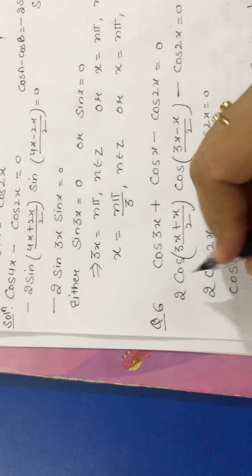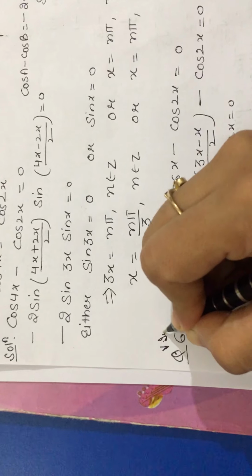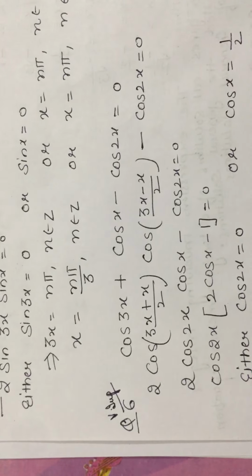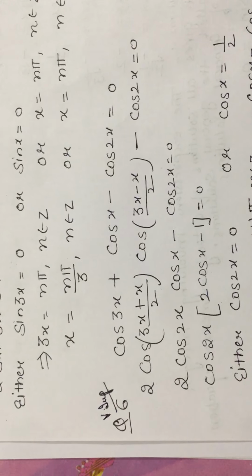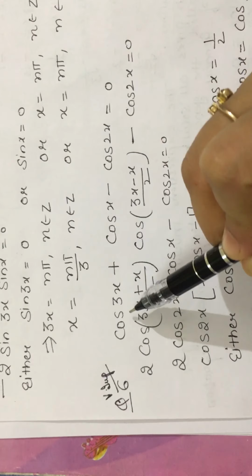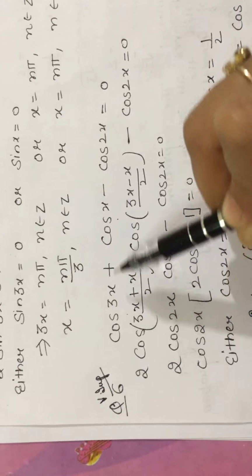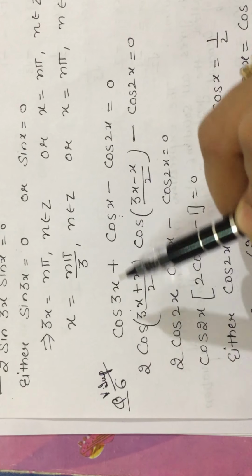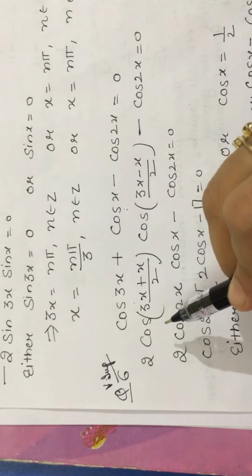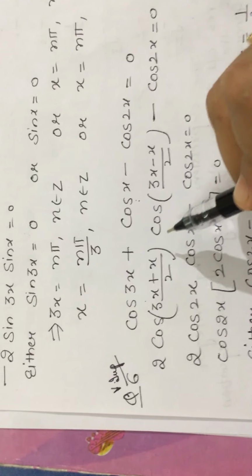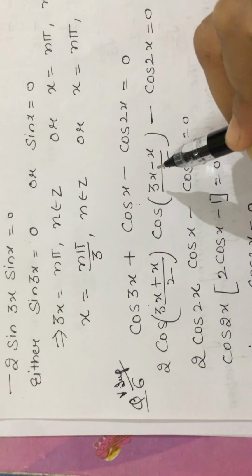So question number 6. Again, a very important question. Find the general solution of cos 3x plus cos x minus cos 2x equal to 0. Now combine these two terms, cos A plus cos B. You know that cos A plus cos B equal to 2 cos((A plus B) by 2) into cos((A minus B) by 2).